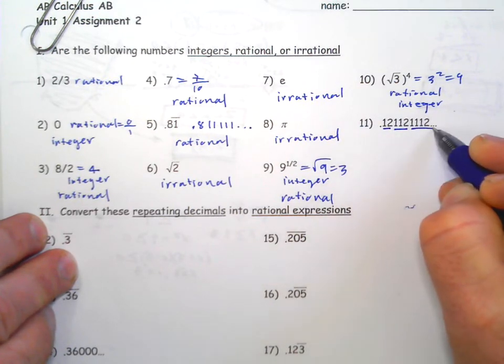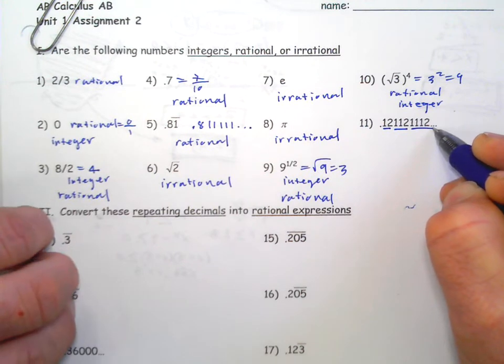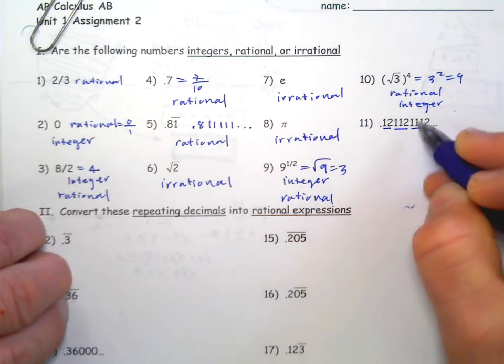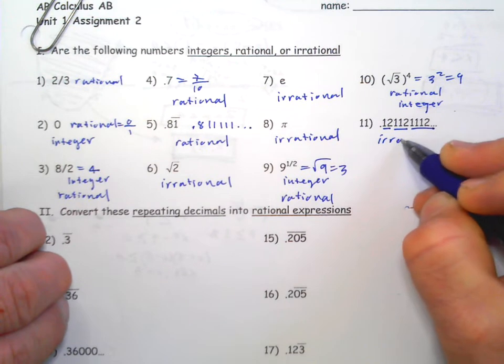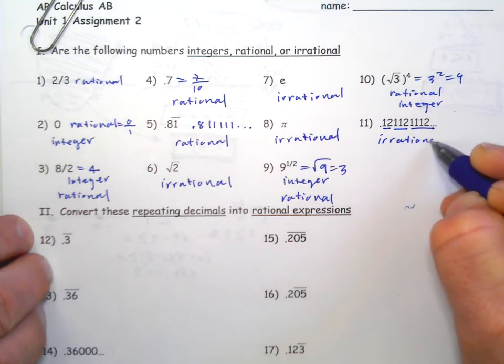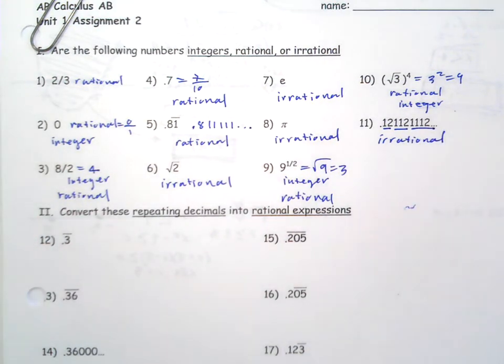Square root of 3 by itself would be irrational, but this seems to have a pattern. I see a pattern, but it's not a repeating decimal pattern. It's not the same repeating decimal, so this is irrational. You cannot write this as a fraction. Even if there's a pattern, it's got to be the same group of numbers being repeated, any size group, but you can't add to it as you go.